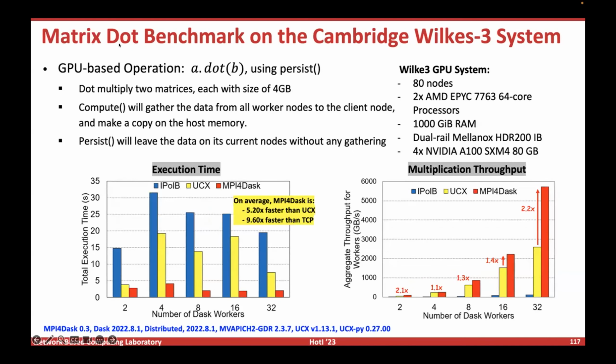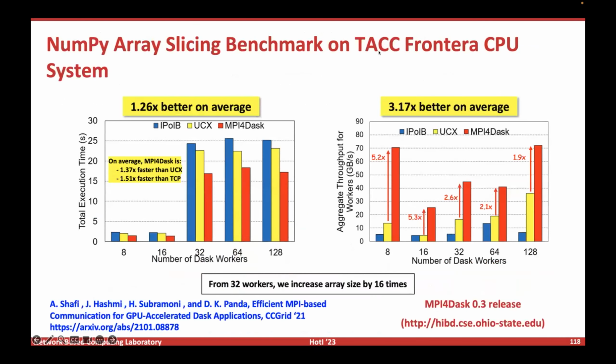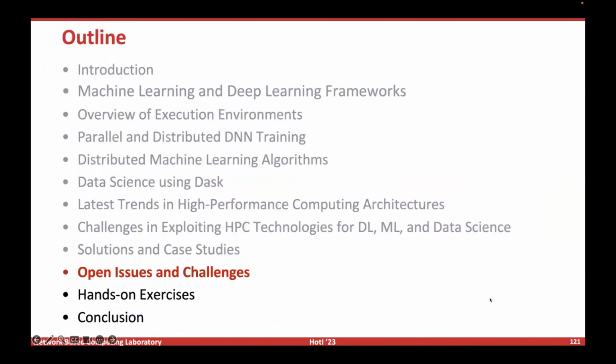We see similar trends for another benchmark, Matrix Dot, where we are 5.2x and 9.6x faster than UCX and TCP respectively. And then we also see performance gains on TACC Frontera CPU systems. The gains are not just limited to GPU-based systems, but we also see benefits on CPU systems for having MPI-based communication backends. So with this, now I will hand this over to Dr. Panda for open issues and challenges.